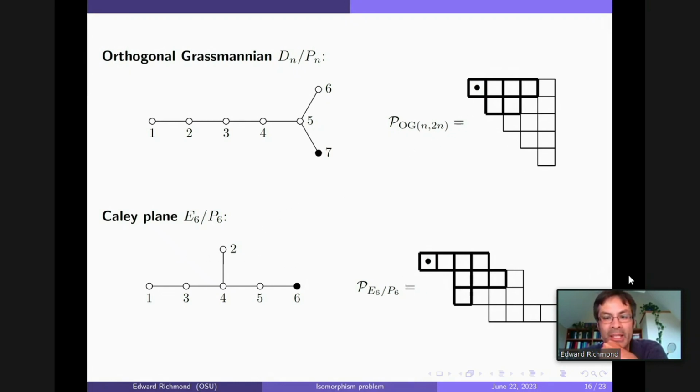Here's another example with the Cayley plane. You just get different shapes, and they're kind of fun to think about.